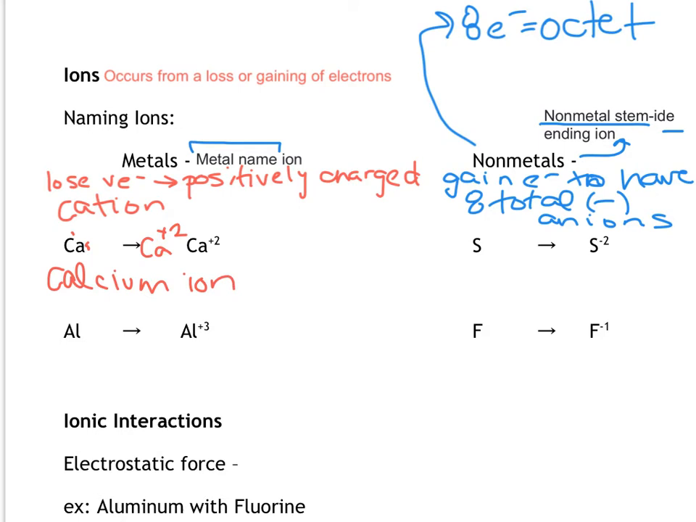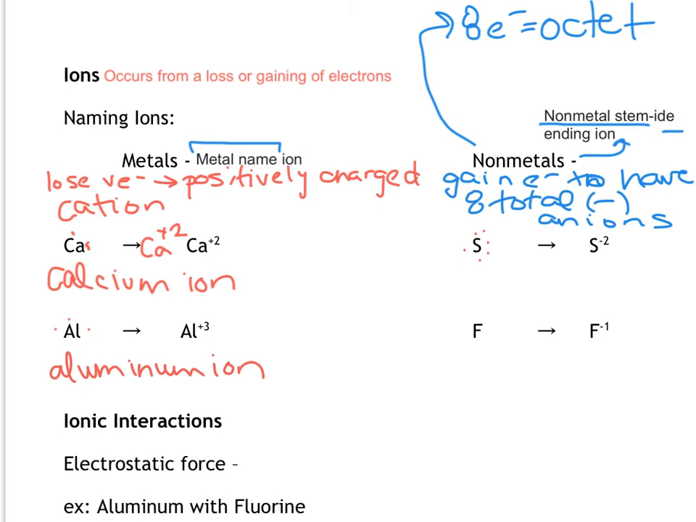So for aluminum, it's in group 3, so it has 3 valence electrons. It's going to lose those valence electrons to have none in the outer shell here, and that's why we add this plus 3 to show that I lost each one of these electrons. So to name that, I just have an aluminum ion.